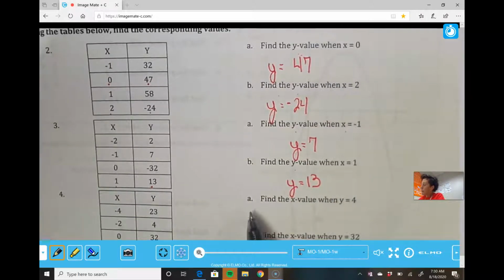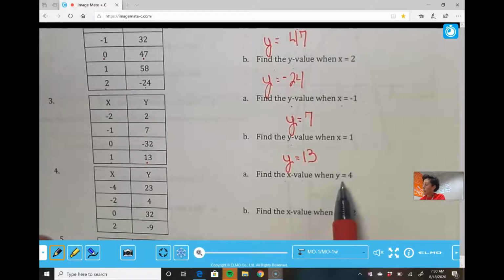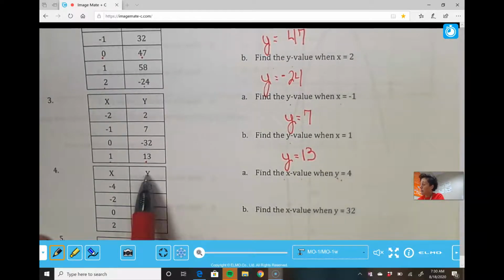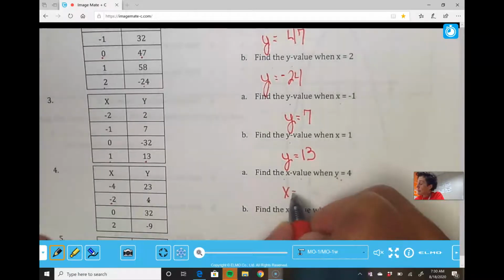Let's see, moving on to problem 4, find the x value when y equals 4. So now we're switching it. This time you're given the output, and what I want to do is figure out the input. So now I'm going to write that x equals negative 2.